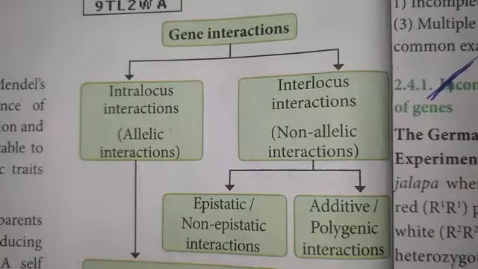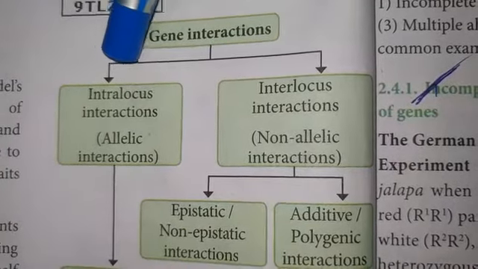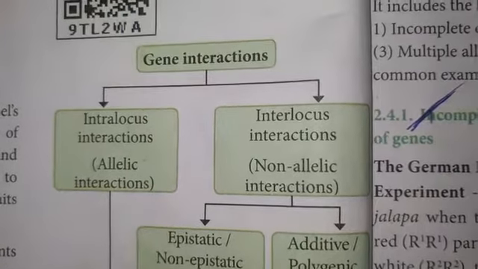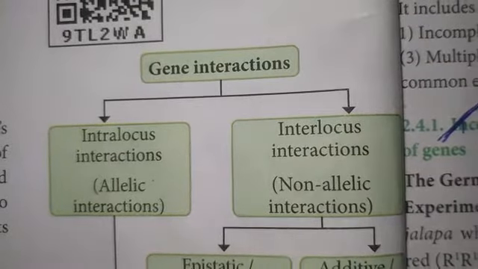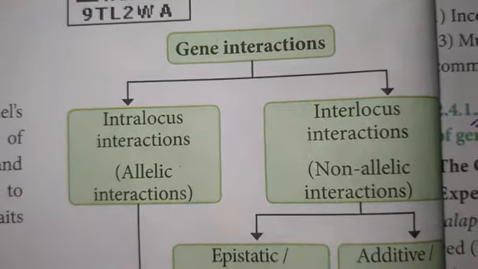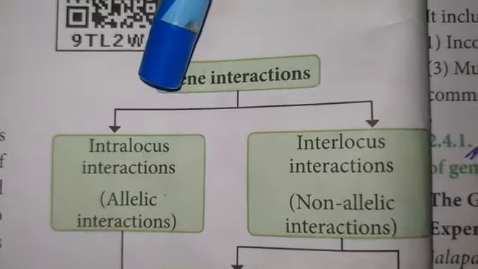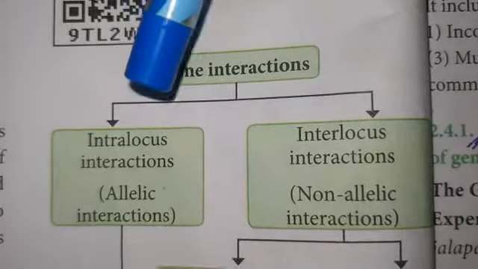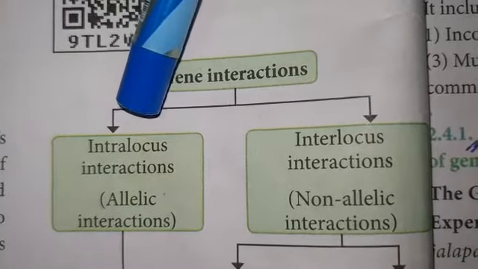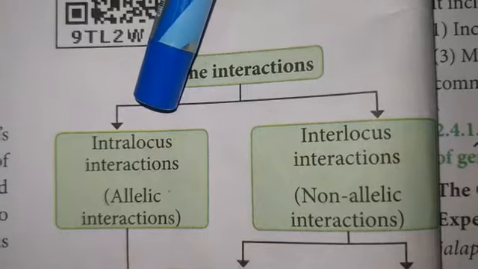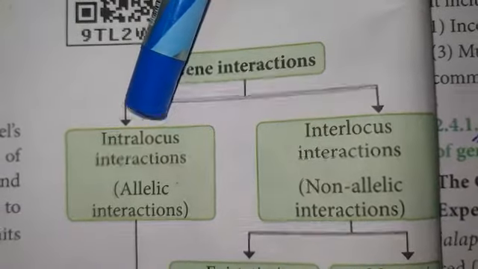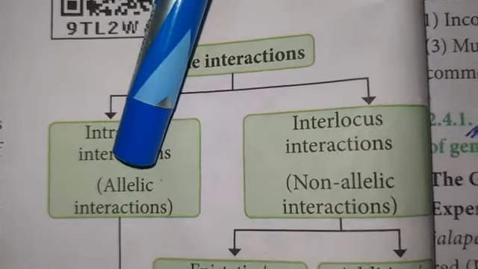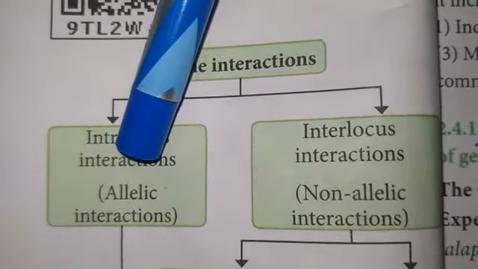Gene interaction is of two types. One is intralocus. Locus means the position where the genes are located in the chromosome. Intra means within. So here the gene interaction takes place within the locus of the alleles. Gene interaction that takes place within the locus is called intralocus interaction or allelic interaction. Here the interaction takes place between the alleles.